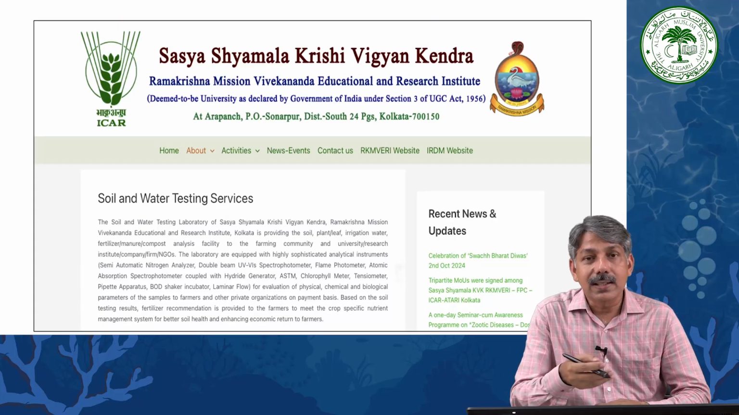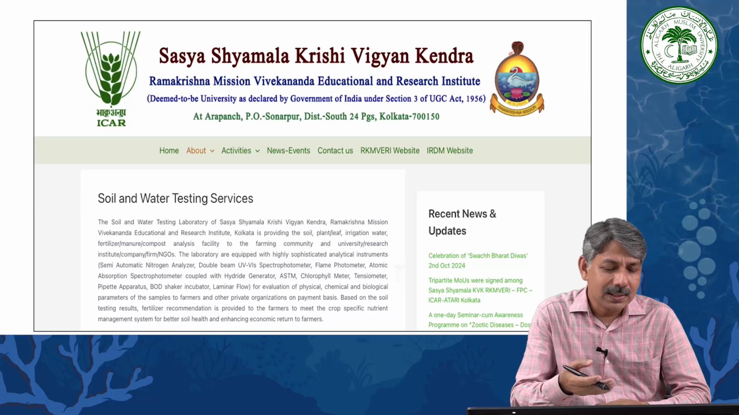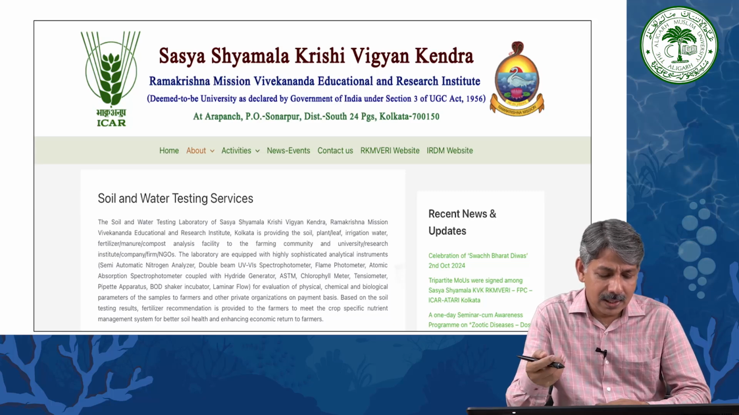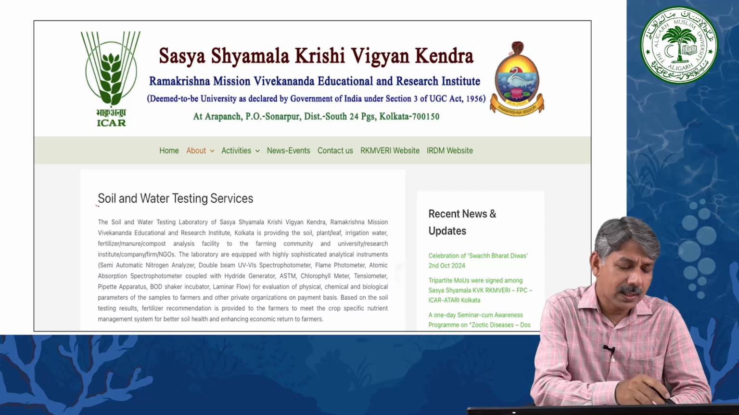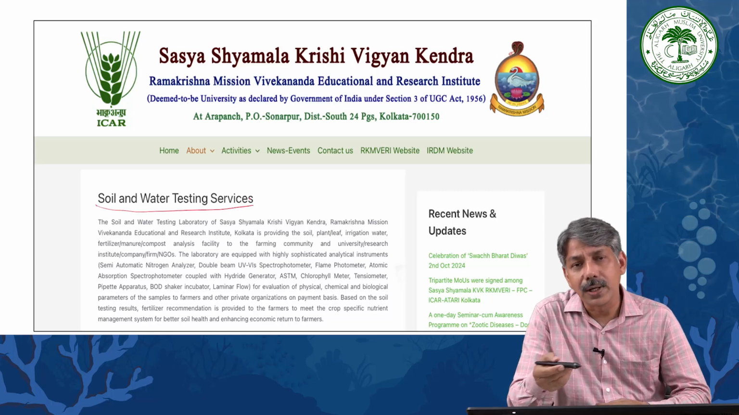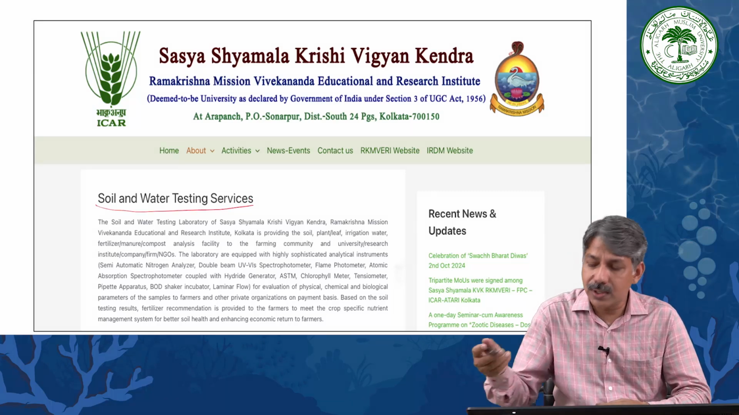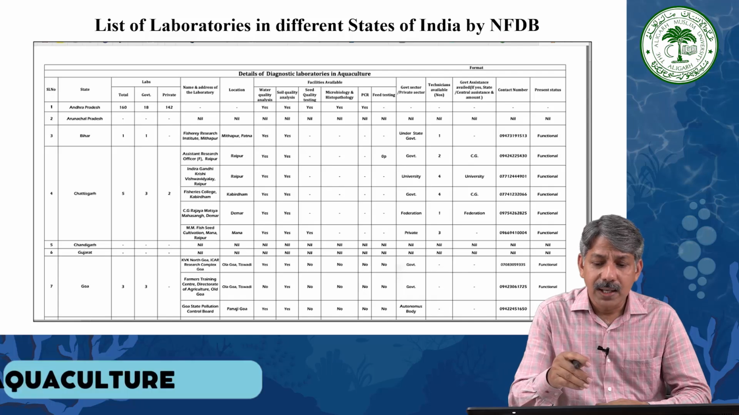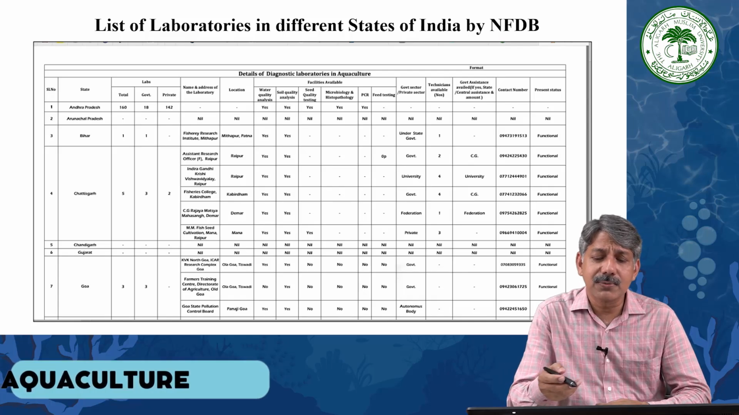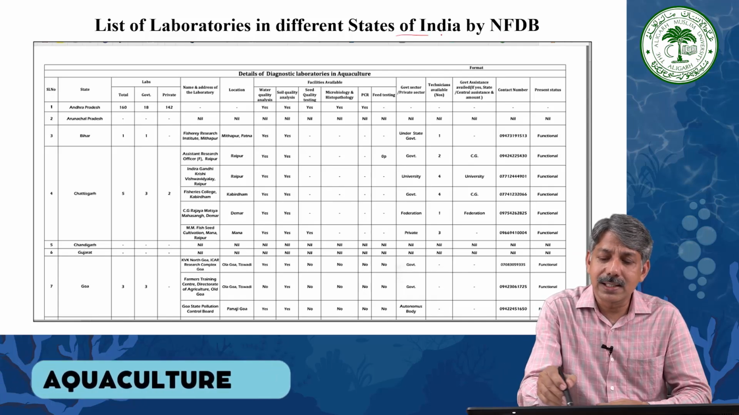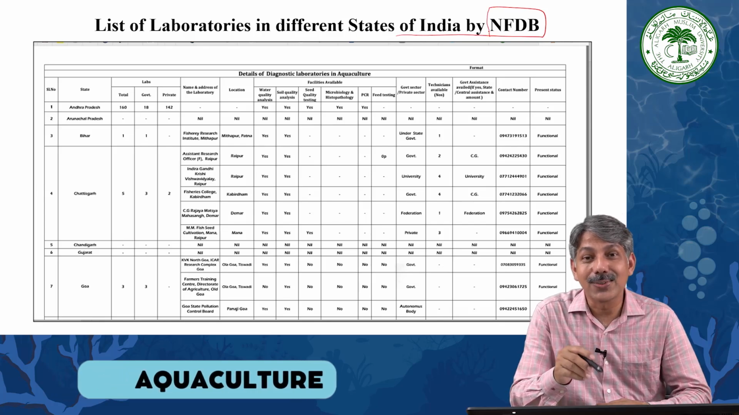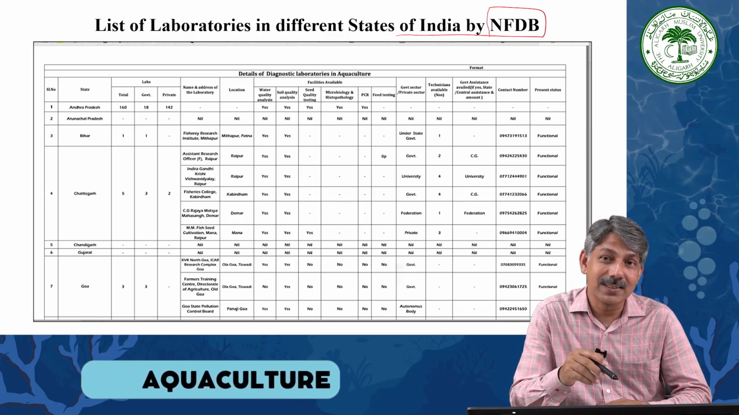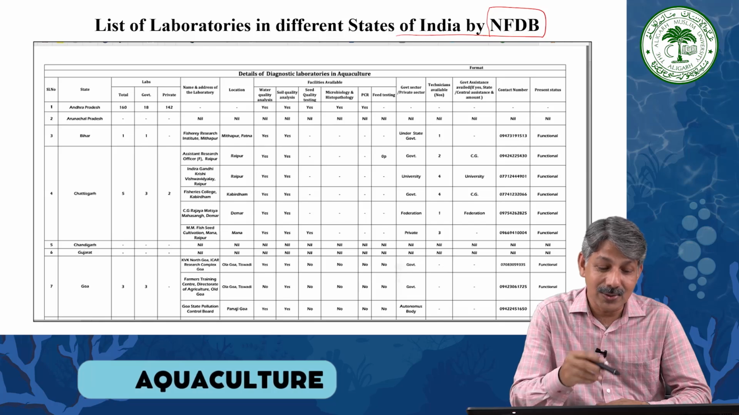Then Krishi Vigyan Kendra, I showed you one. This is another example in Kolkata. Here again, you can have soil and water testing services for any purpose, for agriculture or for aquaculture. That depends on your purpose. Then the list of laboratories in different states of India is being provided by NFDB. I showed this NFDB website screenshot earlier also in previous slides.